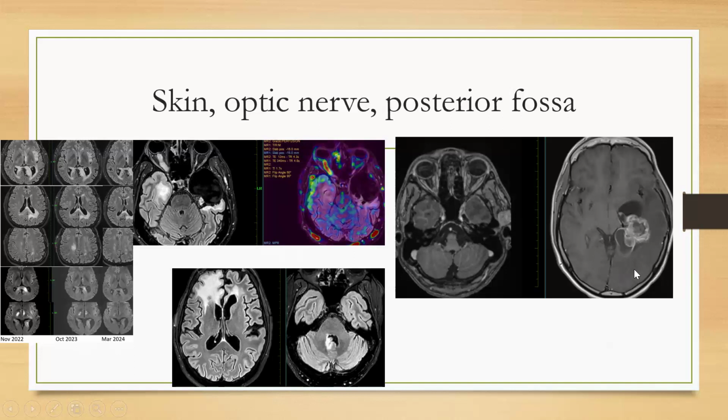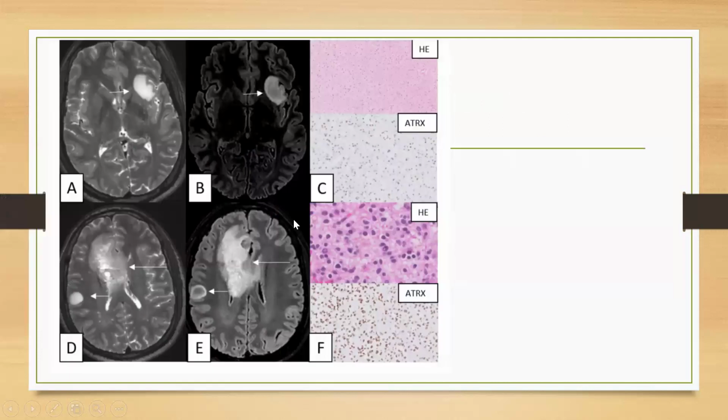And this is another case of temporal lobe glioblastoma with surgical tract spread with pre-auricular skin subcutaneous metastasis. And this is a very unusual, interesting tumor.